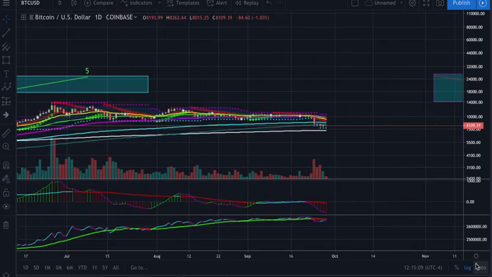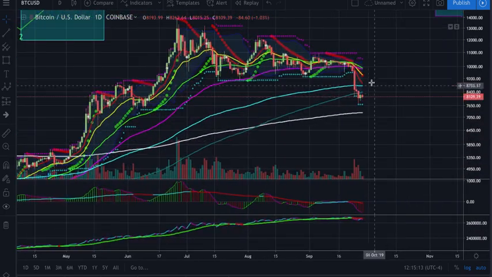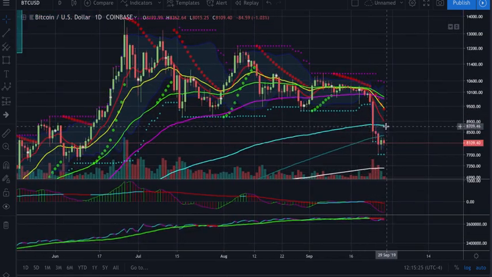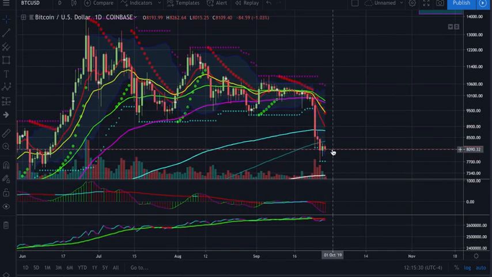Now we did already get a very powerful move, so you don't want to just enter here because, like I said, you don't want to buy into resistance, and you don't want to sell into support. You basically don't want to short when you're already at a support line because the likelihood is that you'll get a bounce, and you don't want to buy when you're at a resistance line because the likelihood is you'll get rejected.